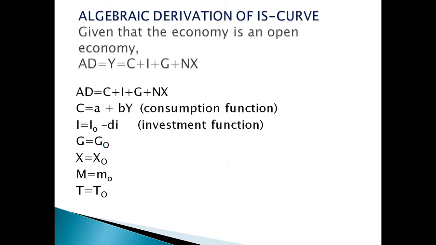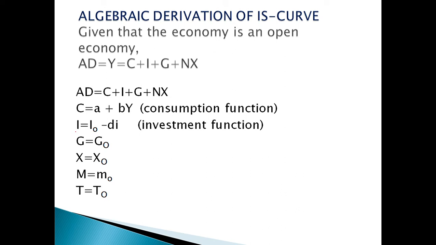Now, in an open economy, the aggregate demand is equal to C plus I plus G plus NX, and the aggregate demand is also equal to the national income. So our AD here is equal to C plus I plus G plus NX, and C can also be written as A plus BY. That is, our consumption is divided into autonomous consumption and induced consumption.